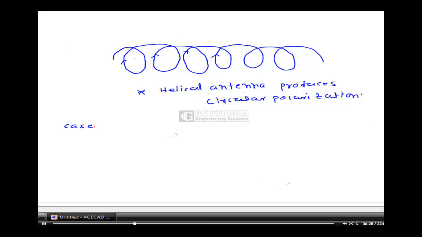The third case is if E1 is not equal to E2 or E1 is equal to E2. Again, it is independent of amplitude.